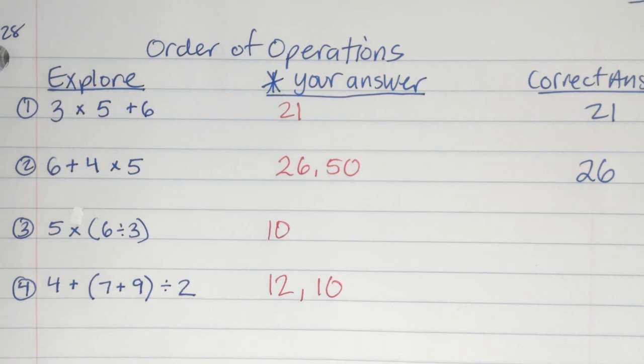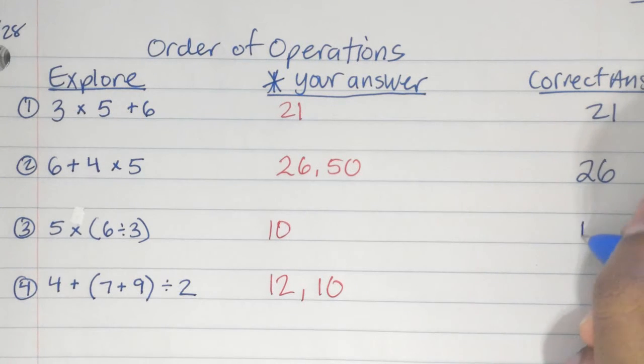Let's look at number 3. For number 3, we only had really one answer, but let's check if we did the right process. 5 times, parentheses, 6 divided by 3, close parentheses. We get 10. Okay, so that works. We get 10.